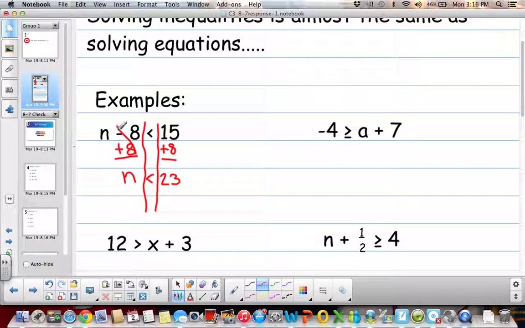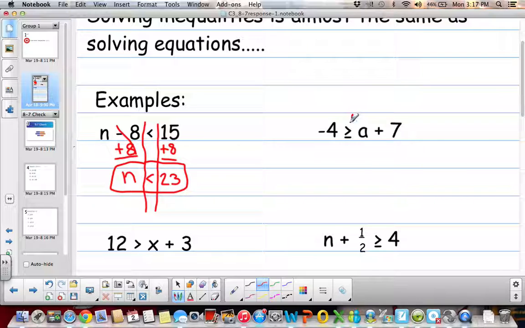So if we put in 23 minus 8, we get 15, but that's not less than 15. If we put in 20 minus 8, we get 12. Yes, 12 is less than 15. So we're still bringing down our sign, but instead of an equal sign, we're keeping it as the inequality.